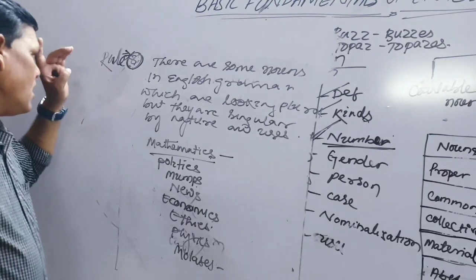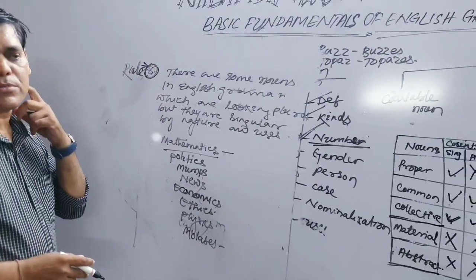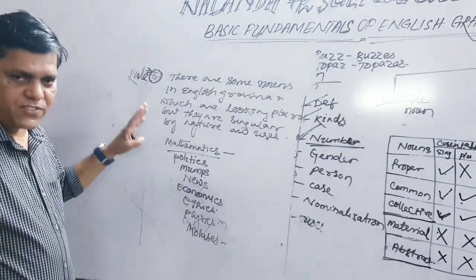So, students, there are 15 or 16 rules related to changing the noun from singular to plural. In the next class, we shall go for the remaining part of our changing process. Thank you.